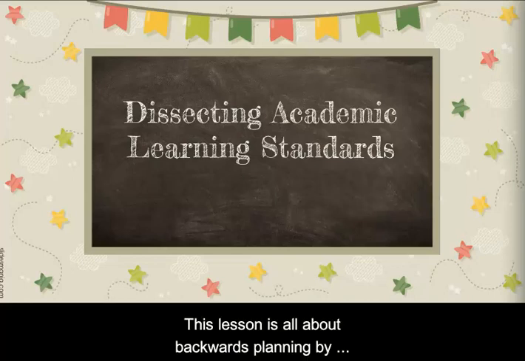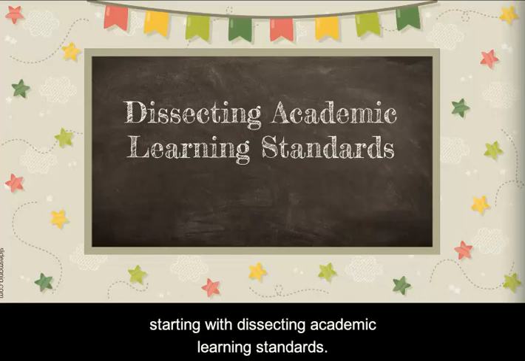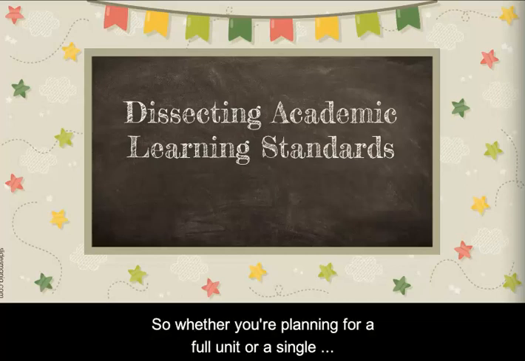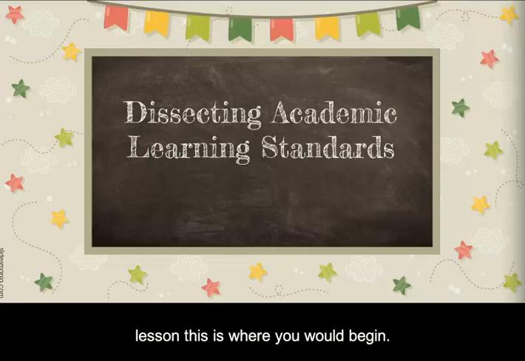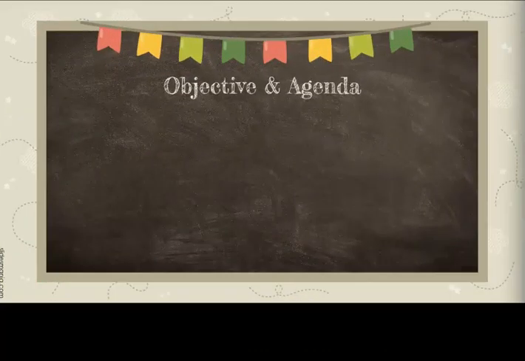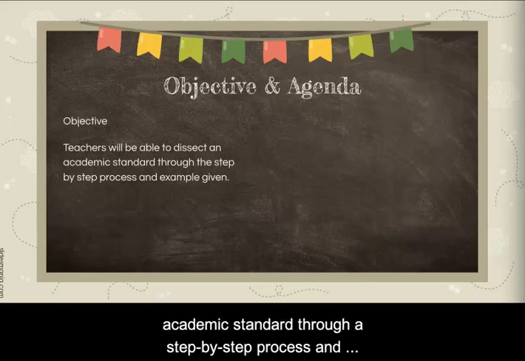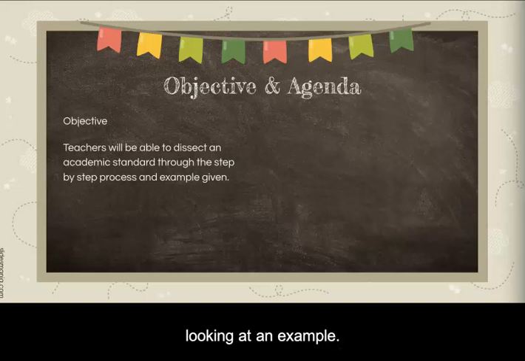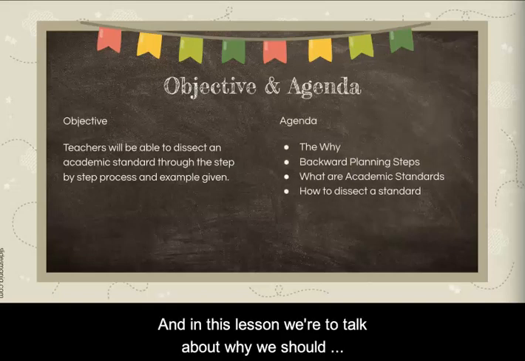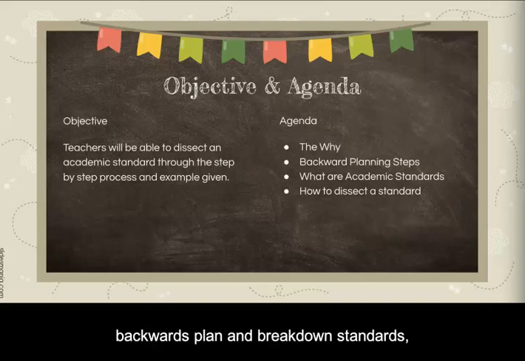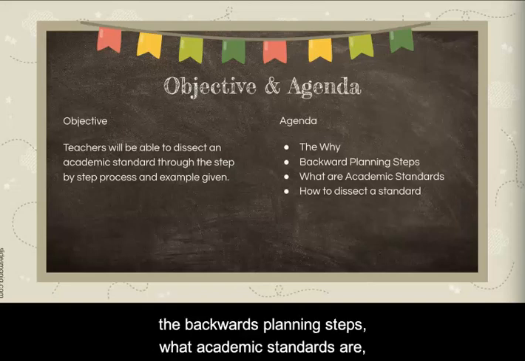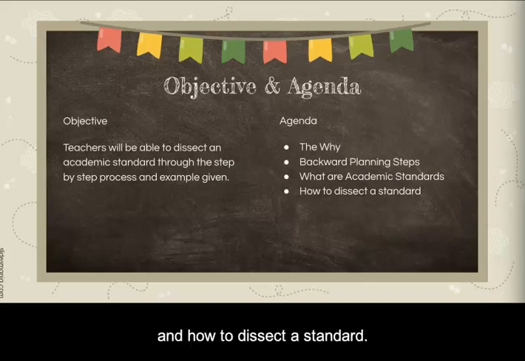This lesson is all about backwards planning by starting with dissecting academic learning standards. So whether you're planning for a full unit or a single lesson, this is where you would begin. Our objective for this lesson is to be able to dissect an academic standard through a step-by-step process and looking at an example. And in this lesson, we're going to talk about why we should backwards plan and break down standards, the backwards planning steps, what academic standards are, and how to dissect a standard.